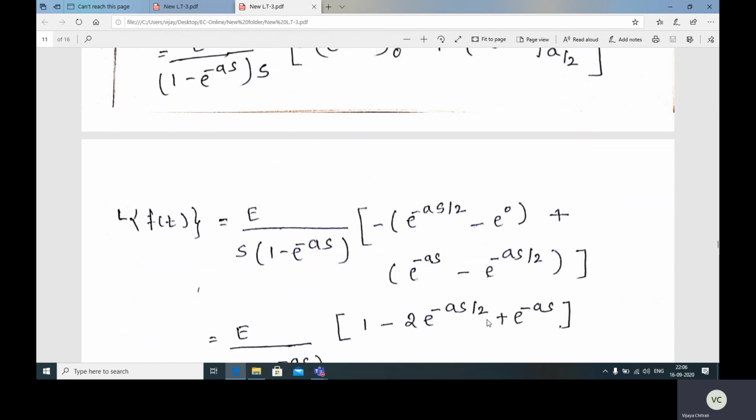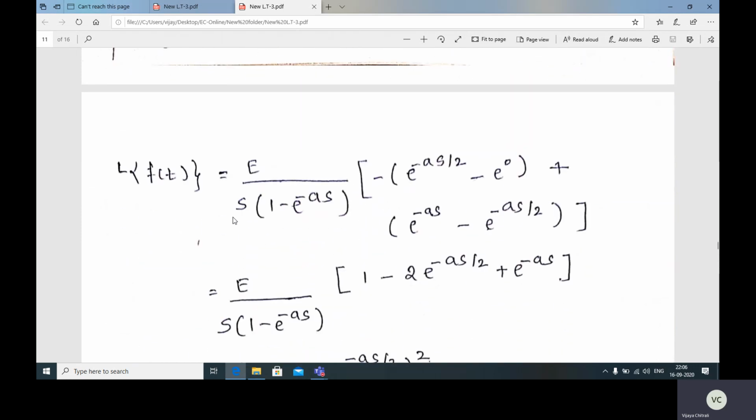Now substitute upper and lower limit: E divided by s into 1 minus e raised to minus as, minus e raised to minus as by 2 minus e raised to 0 plus e raised to minus as minus e raised to minus as by 2. So here this minus and this minus is plus, e raised to 0 is 1. Taking positive term first, minus e raised to minus as by 2 minus e raised to minus as by 2, so this will be minus 2 times e raised to minus as by 2.